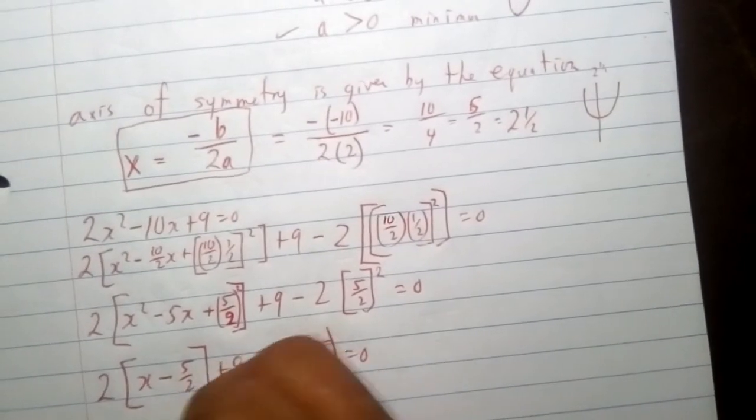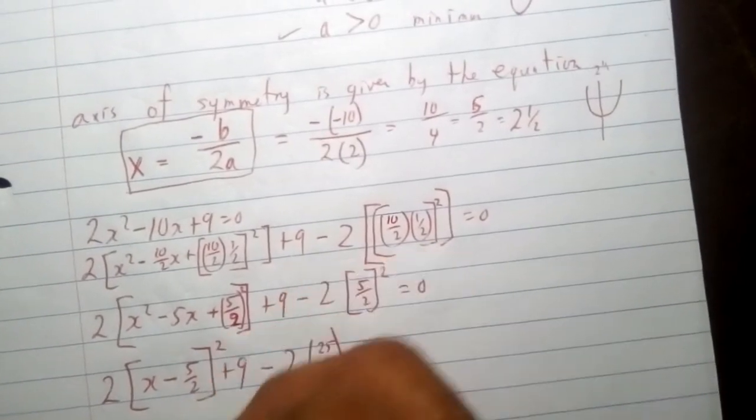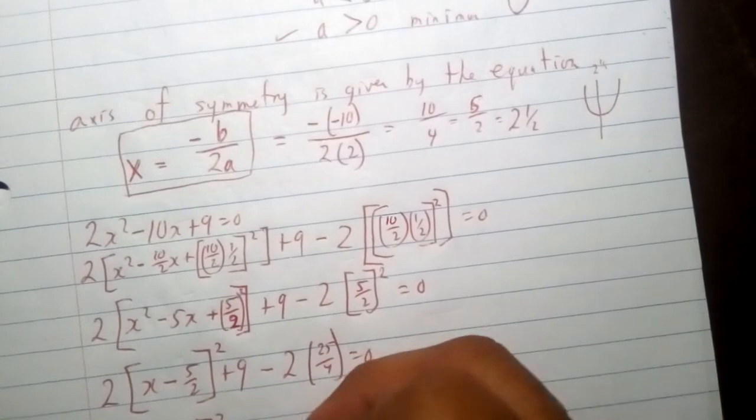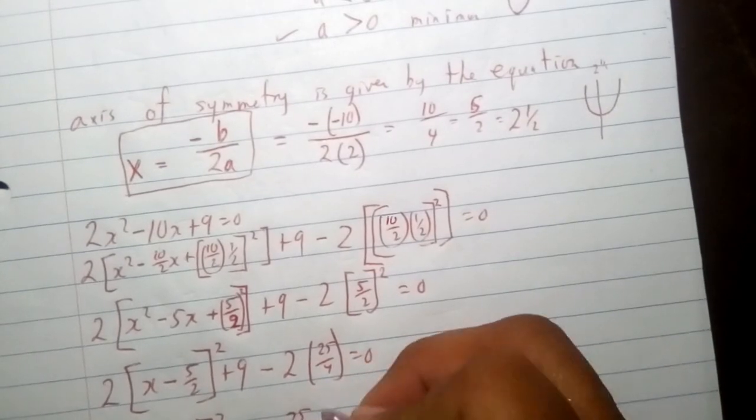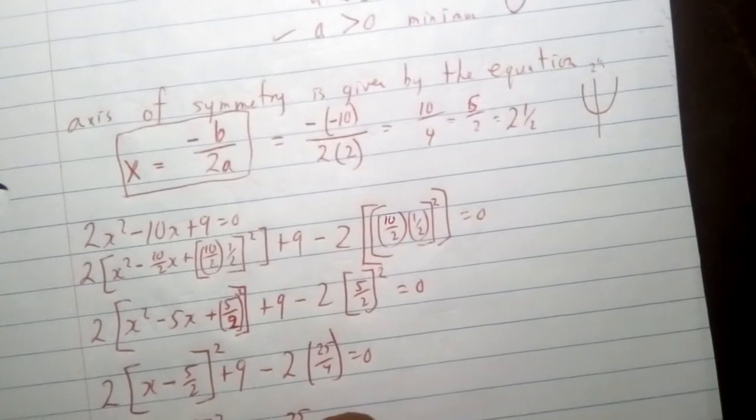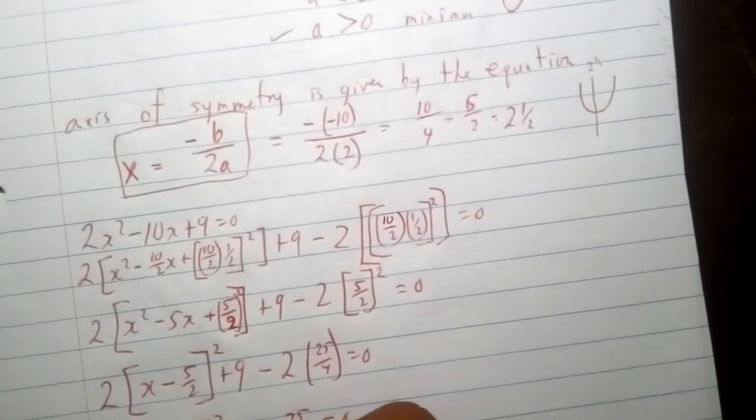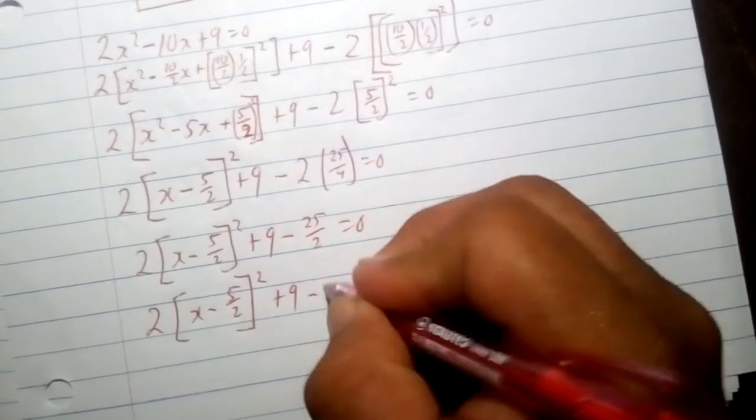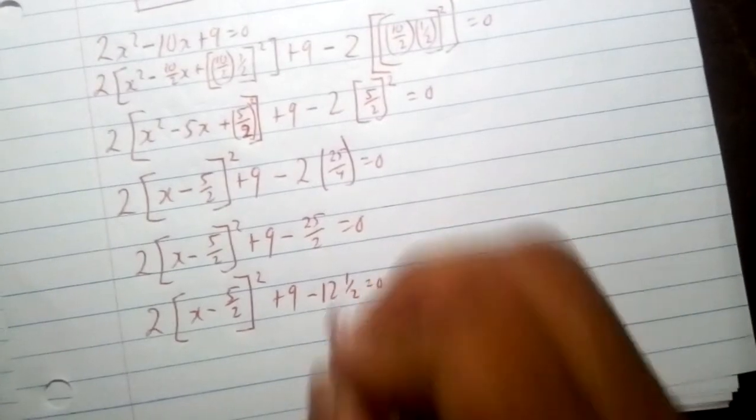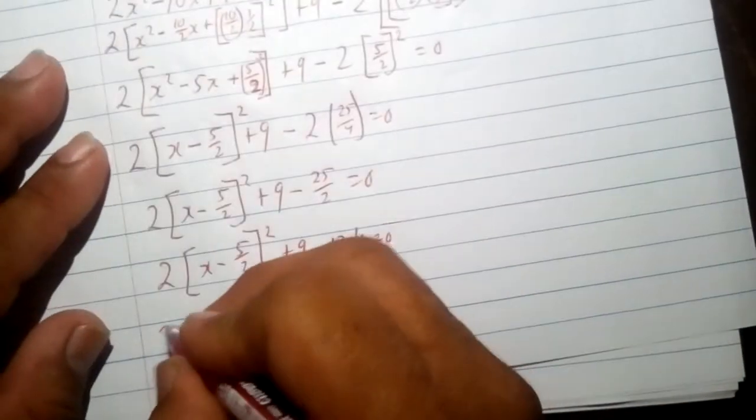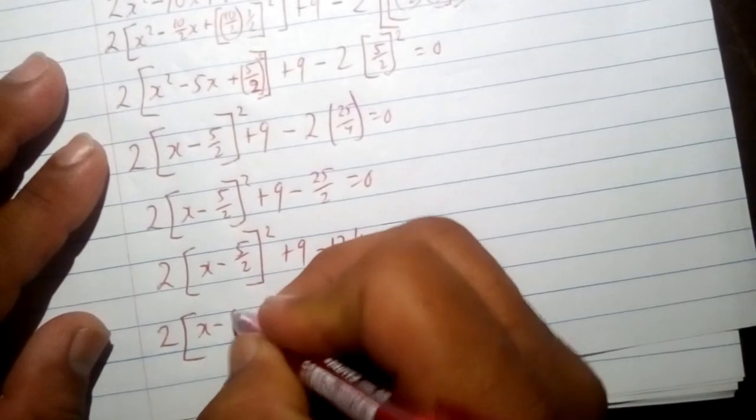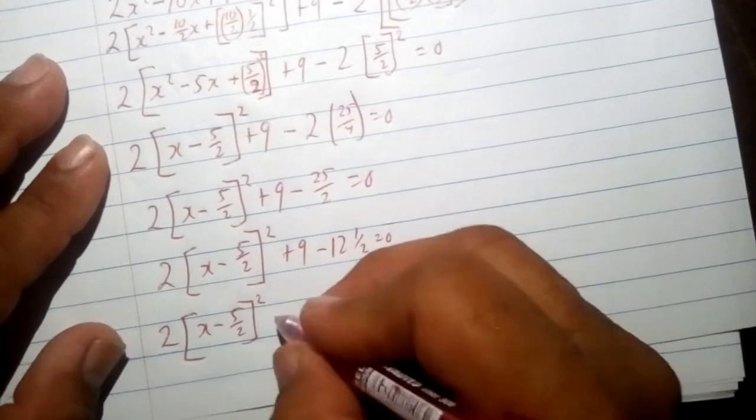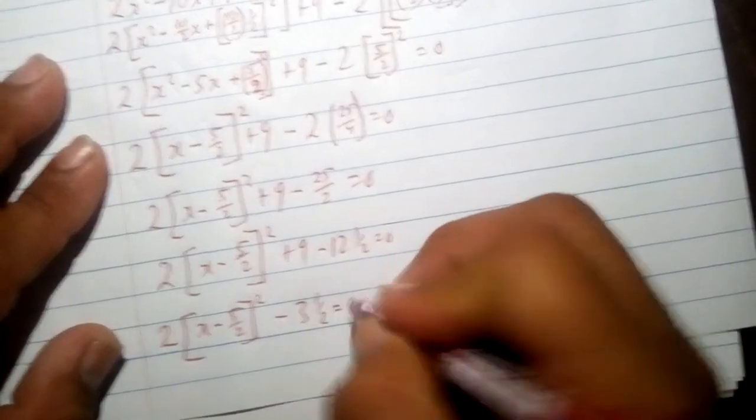This gives us 2 open bracket x minus 5 over 2 close bracket squared plus 9, cancel out here, we end up with minus 25 over 2 equals 0. And so 2 open bracket x minus 5 over 2 squared plus 9 minus 12 and a half equals 0. So we work this out, we end up with 2 open bracket x minus 5 over 2 close bracket squared. 9 minus 12 and a half will give us negative 3 and a half equals 0.